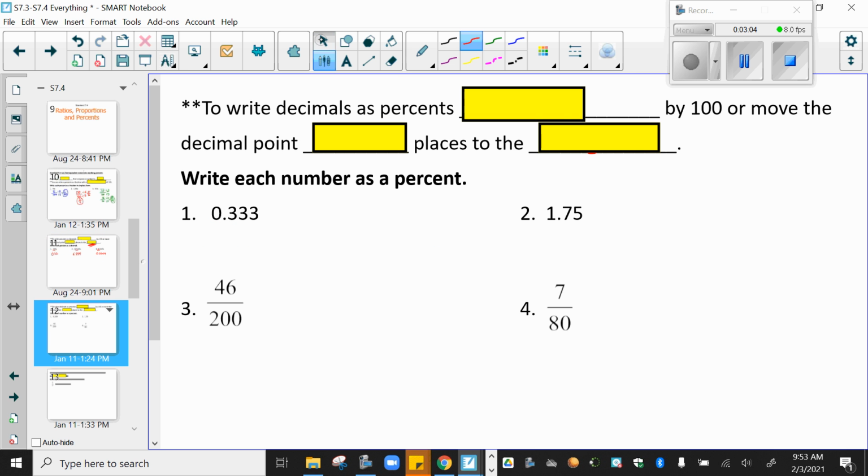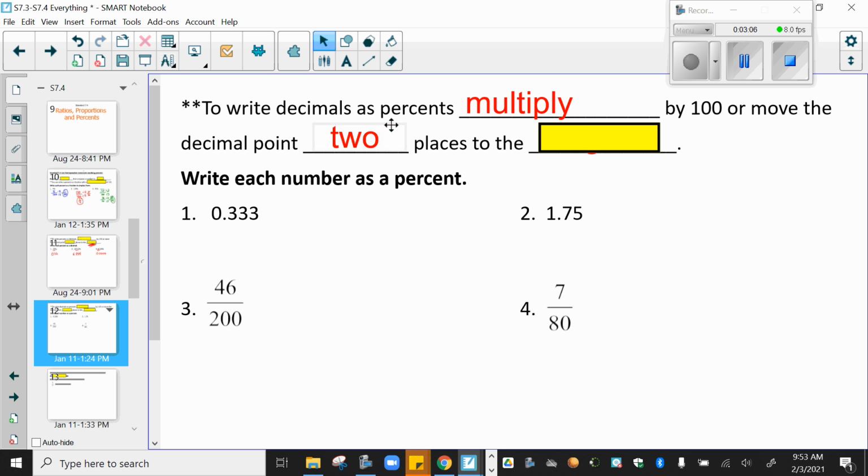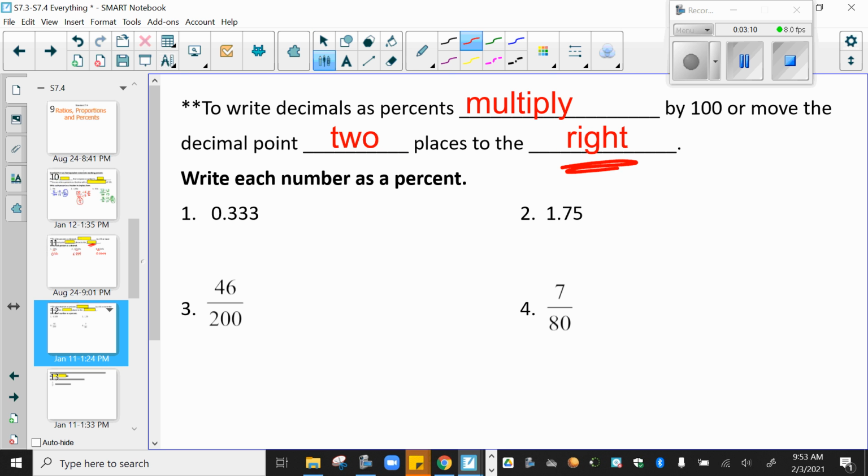To write decimals as percents, we're going to multiply by 100 or move the decimal point 2 places again, but this time to the right. To the right. So move it 2. 1, 2. To the right leaves me 33.3, and then you have to put the percent sign on. If you do this work and don't put the percent sign on, it's wrong.